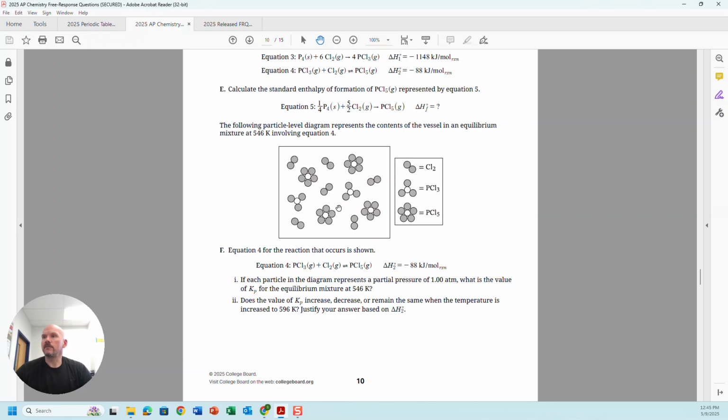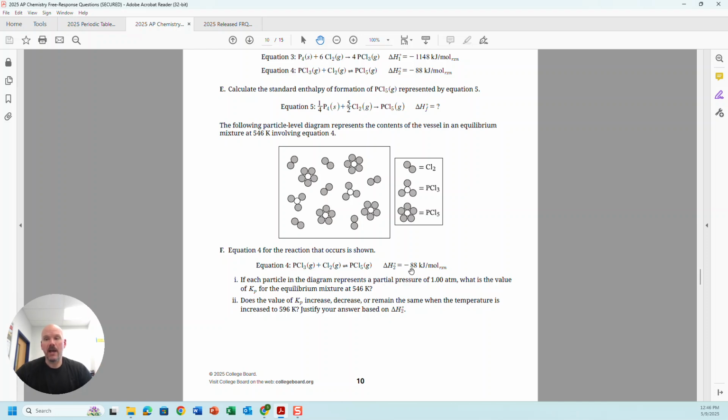All right, and then, sorry, the last part of question 3. Does the value of Kp increase, decrease, or remain the same? So remember, the equilibrium constant will only change if temperature changes. So temperature is changing, so we know it's not remain the same. Okay, so turn your 50-50, or turn your 1 and 3 shot to a 1 and 2 shot. So it's either increase or decrease.